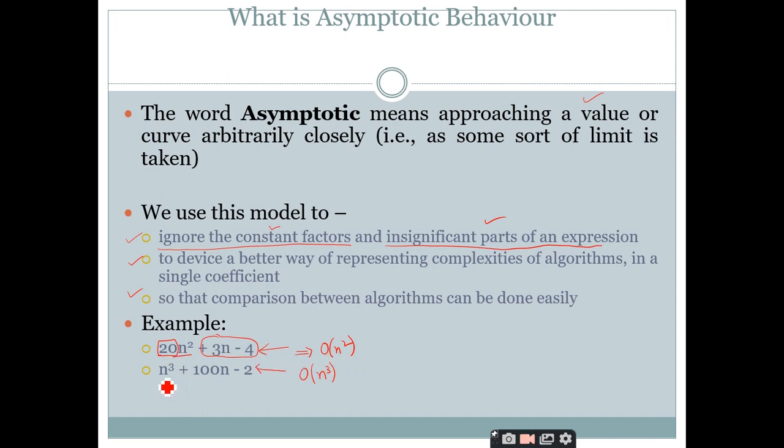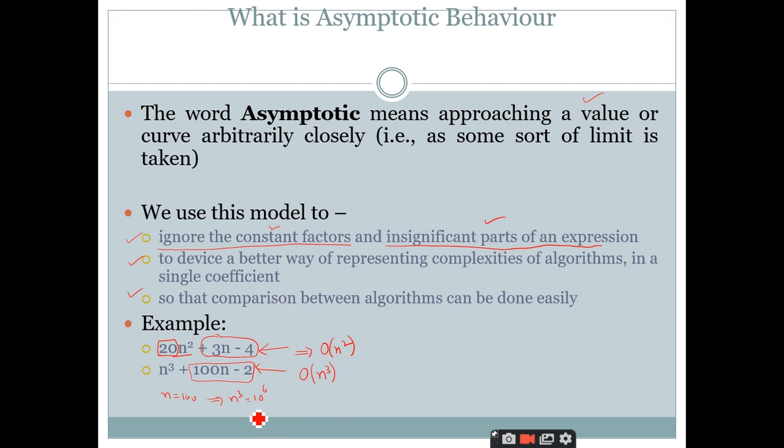So coming to this example, n cube plus 100n minus 2, when compared to the value of n cube, 100n minus 2 is nothing. Is it right or not? For example, you take the value of n equal to 100. What happens to n cube? What is the value of n cube? 10,000, sir. It is 10 power 6, it's not 10,000.